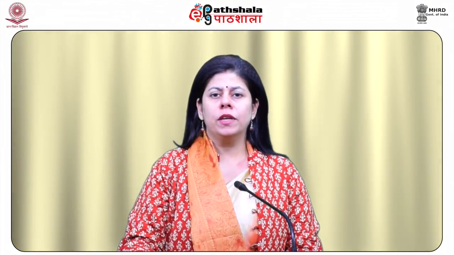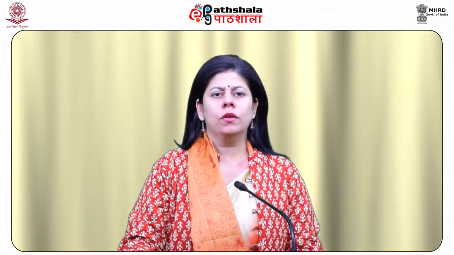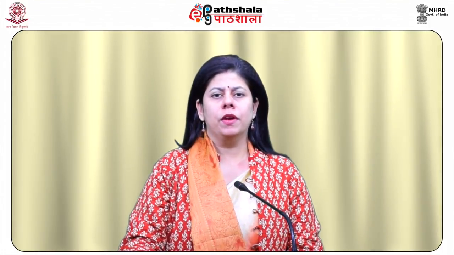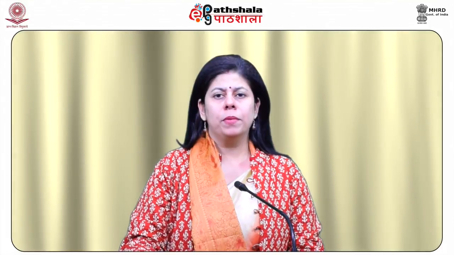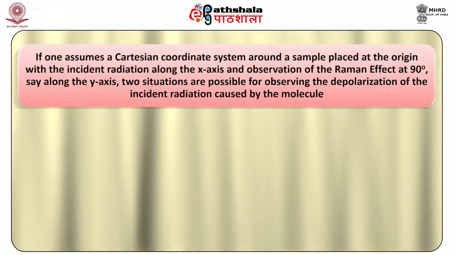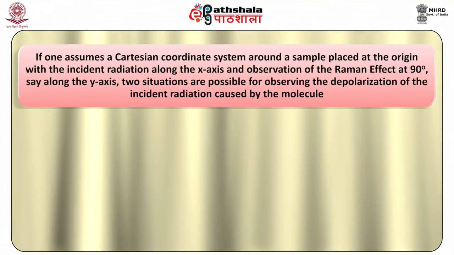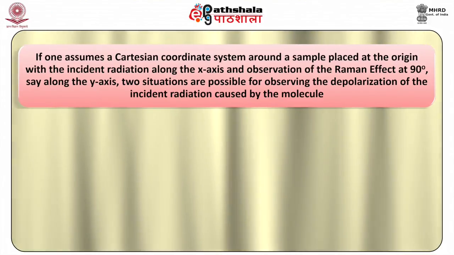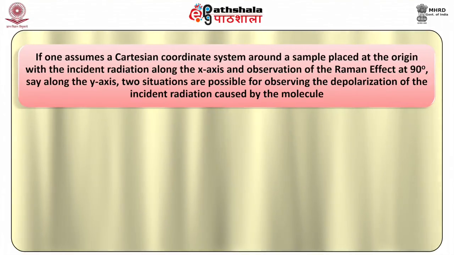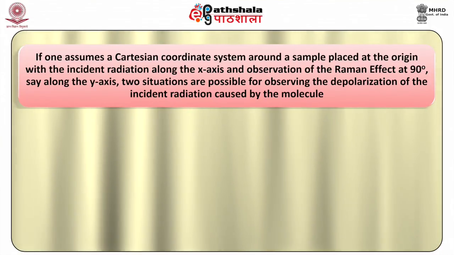When a polarized beam of radiation is incident upon a molecule, the induced oscillations of the electrons in the molecule are in the same plane as the electric vector of the electromagnetic wave. Thus, the resultant emitted radiation tends to be polarized in the same plane. If one assumes a Cartesian coordinate system around a sample placed at the origin with the incident radiation along the x-axis and observation of the Raman effect at 90 degrees, say along the y-axis, two situations are possible for observing the depolarization of the incident radiation caused by the molecule.